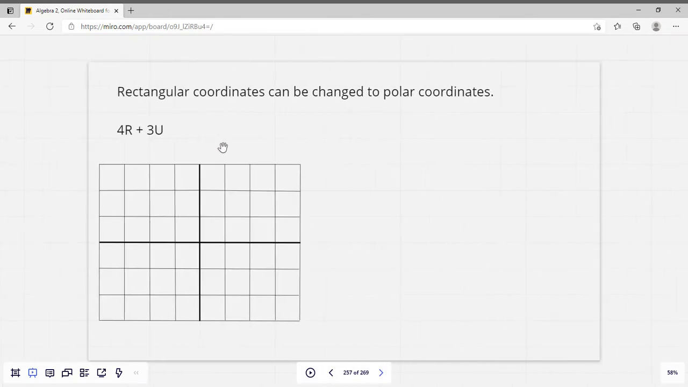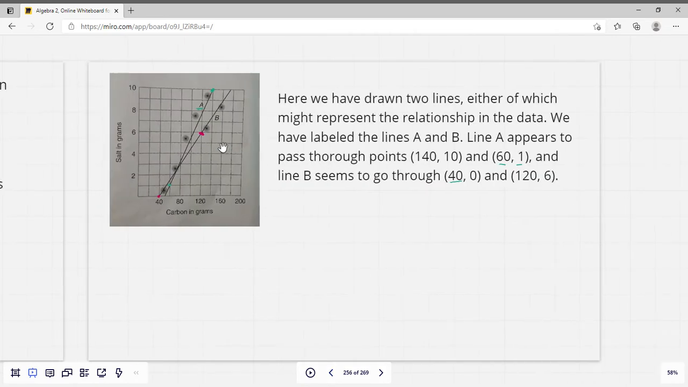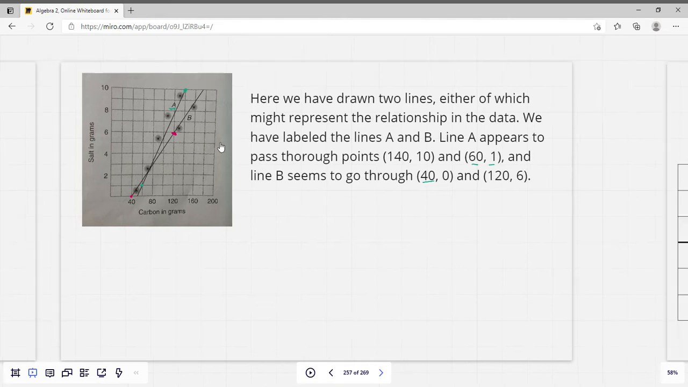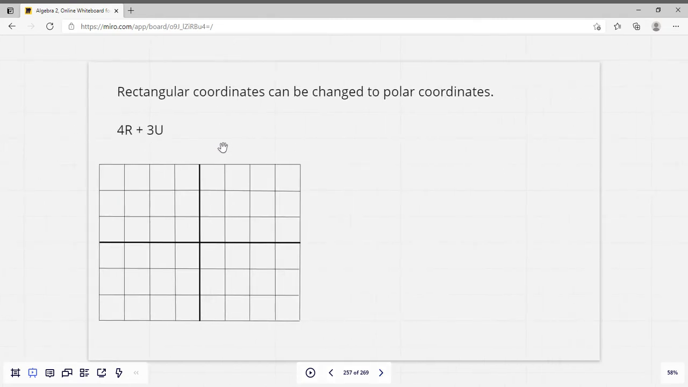Back to this. Really, all you have to do is pick a line, draw it, and then make an equation out of it, and you're not going to have an exact answer. Okay, on this one, rectangular coordinates can be changed to polar coordinates.